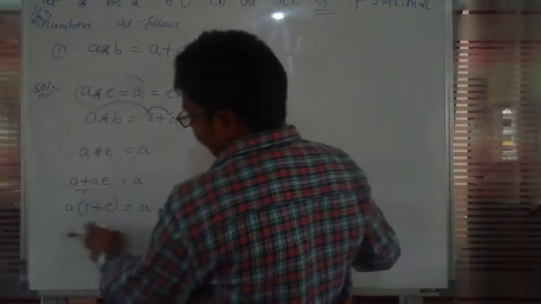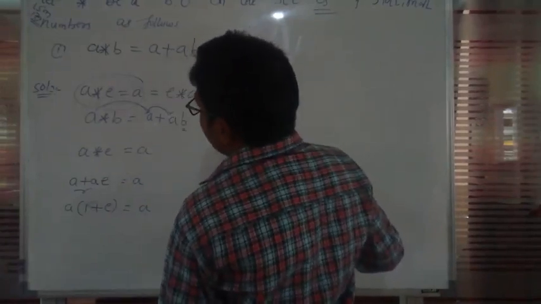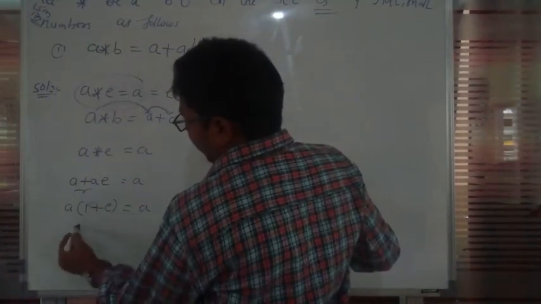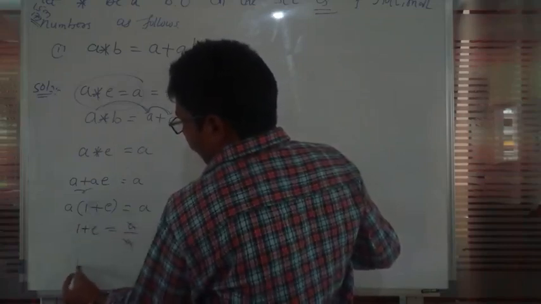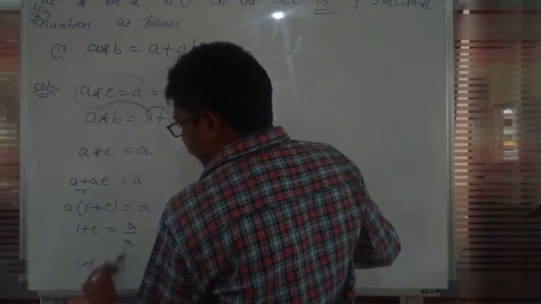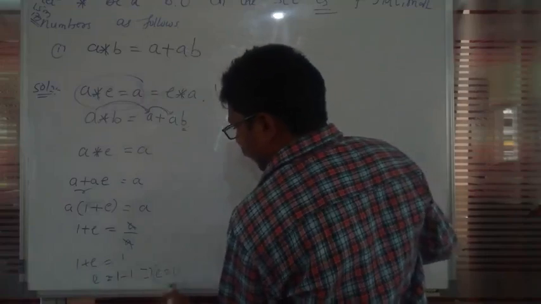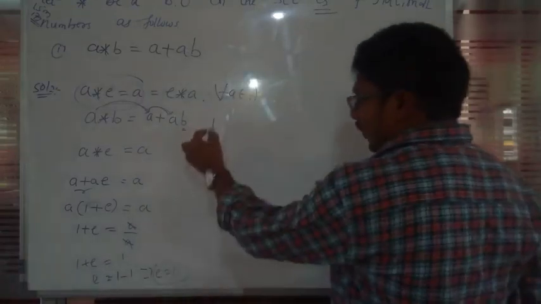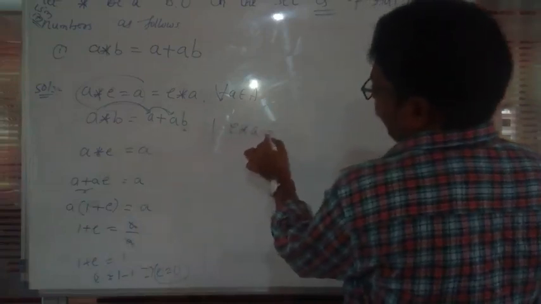So this one is divided by what happened? This one, A plus AB. Suppose we take 1 plus E is equal to A divided by A, it means 1 plus E is equal to 1. If we take that 1 to this side, what happens? 1 minus 1, it tells E is equal to 0. Next we should take another one. What happened? E star A is equal to A.